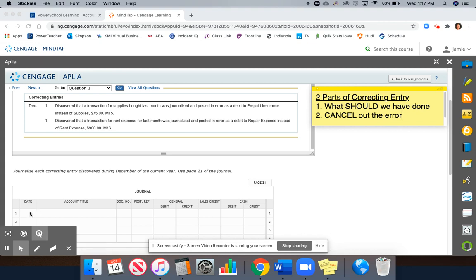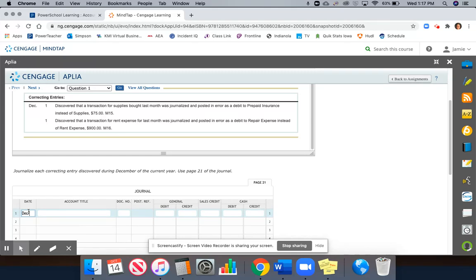So for the first one, on December 1st, what should we have done? Well, we should have debited supplies. Memo 15. So that's what we're going to do. We should have debited supplies. So that's step 1. Remember, the debit always comes before the credit in a 2-line entry.